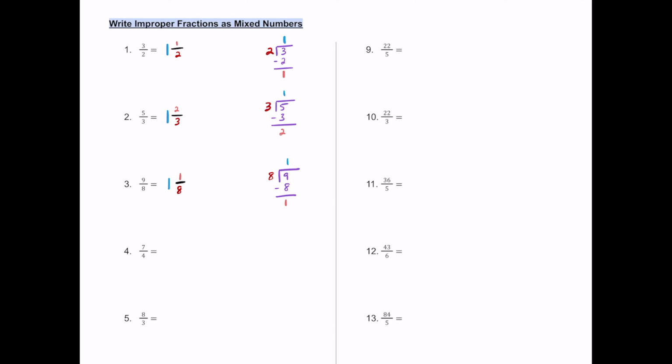Okay. For number 4, we have 7/4. So let's say 7's on the inside. 4 is going to go along the outside. And how many times will 4 fit into 7? 4 fits into 7 one time. 1 times 4 is going to be 4, and the remainder here is going to be 3. So 7/4 is going to be the same thing as 1 whole, but the remainder is going to be 3 out of 4 pieces. So 3/4 is going to be the fractional part.